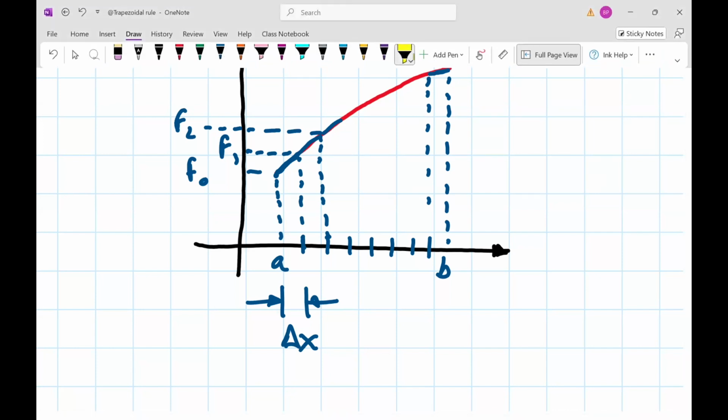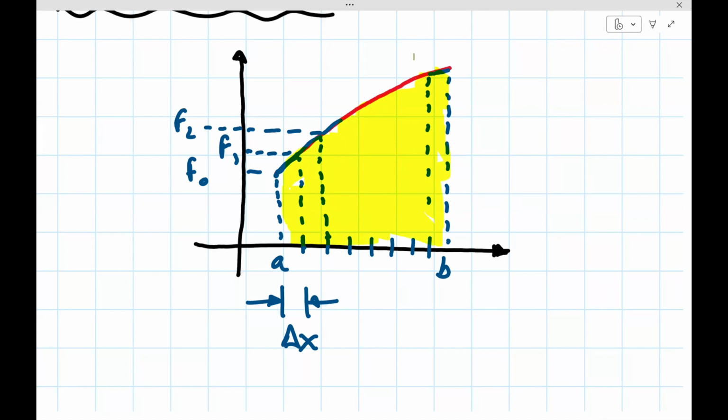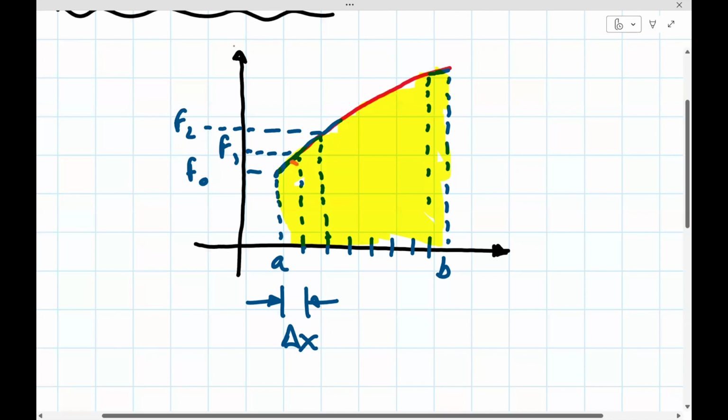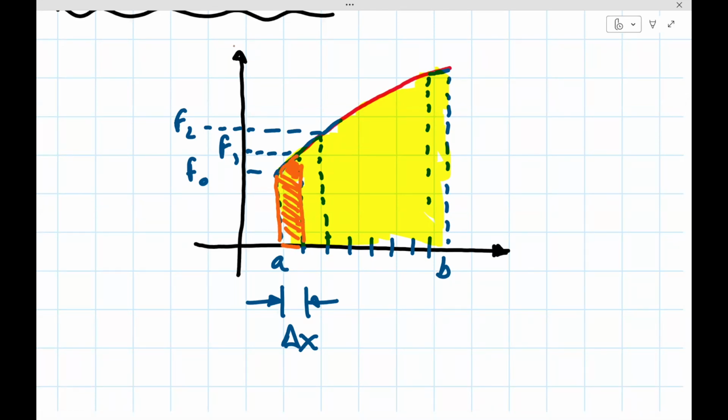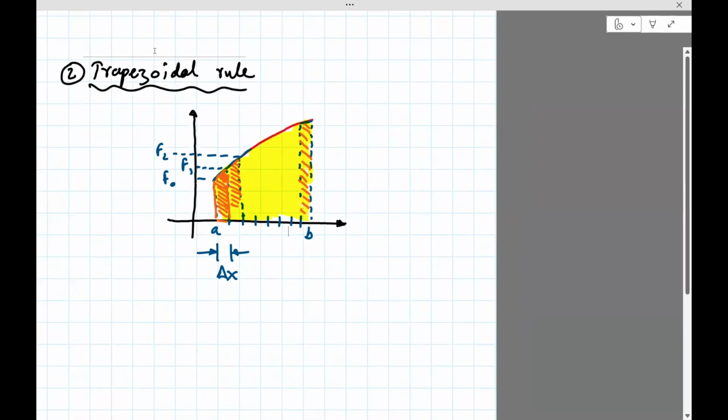Anyway, if this is the case, and you are interested in computing this area, all you have to do now is compute the area of this particular shape. The shape has two parallel lines, and the other lines need not be parallel. That is what the shape is called, a trapezoid, and that's why the name is trapezoidal rule.